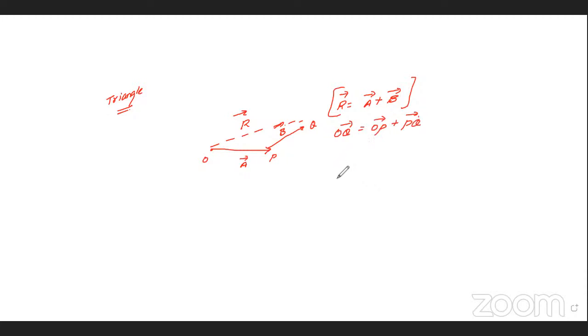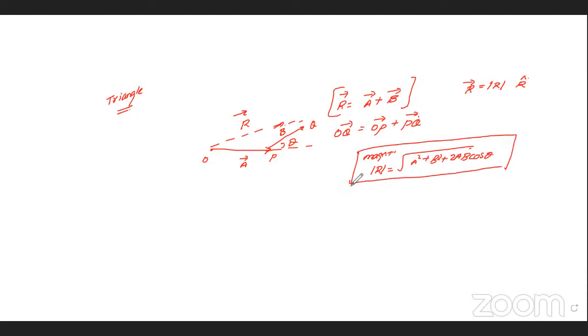Now if you want to find the magnitude, remember I told you a vector has its own magnitude as well as direction. To find the vector magnitude we have to take the square root. R magnitude is equal to the square root of, here there are two vectors making an angle theta, A square plus B square plus 2AB cos theta. This is the magnitude of vector R.